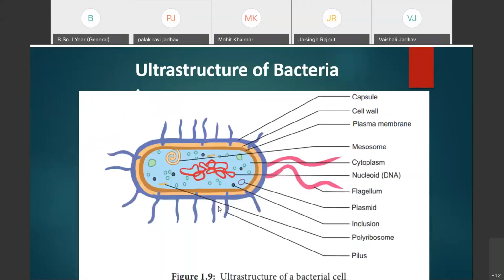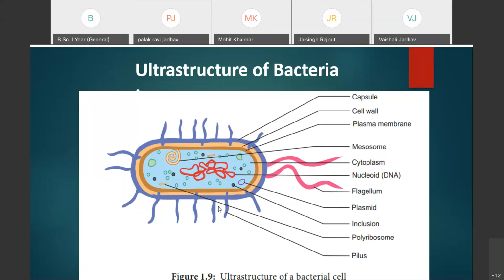Now we are moving towards another topic in the bacteria. It is the ultrastructure of the bacteria. In the theory examination, a short note or even a long answer question may be asked on the ultrastructure of the bacteria. It may be asked as: give a detailed account on the ultrastructure of the bacteria.